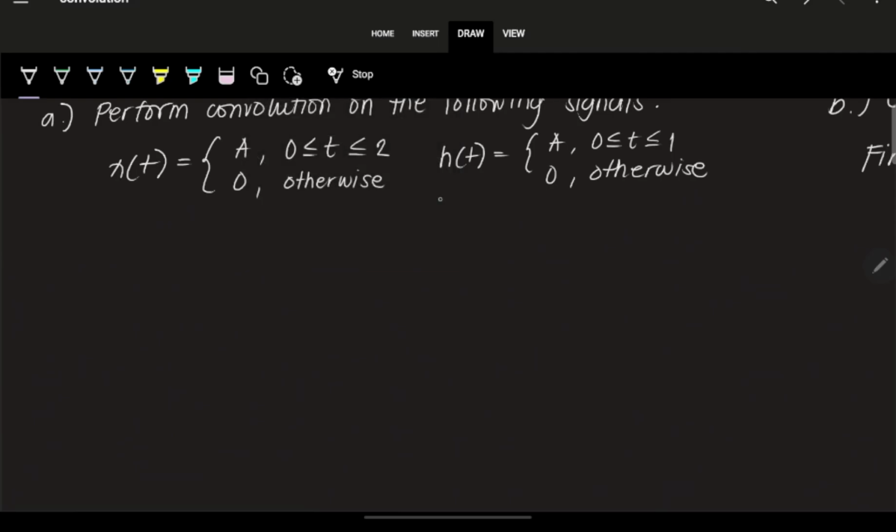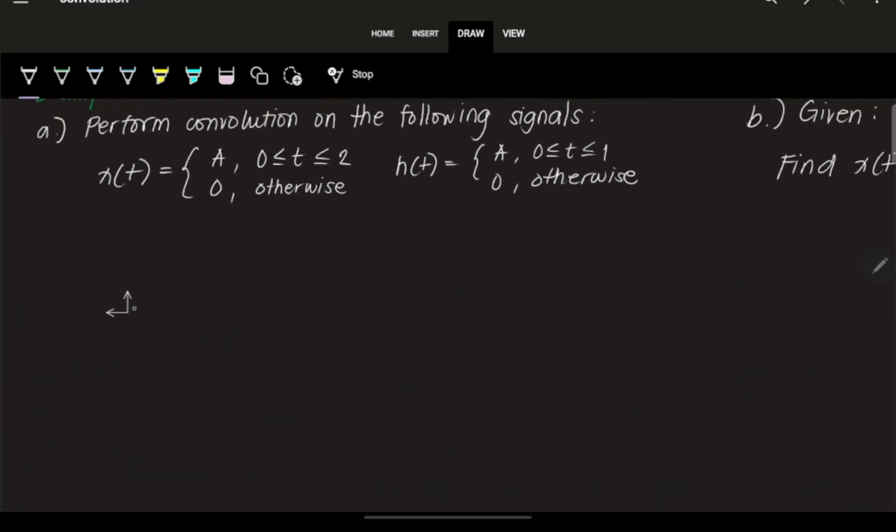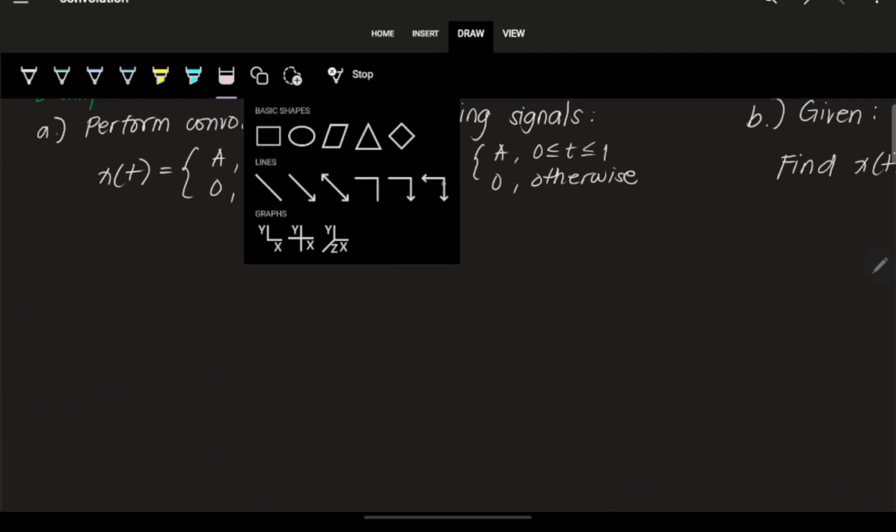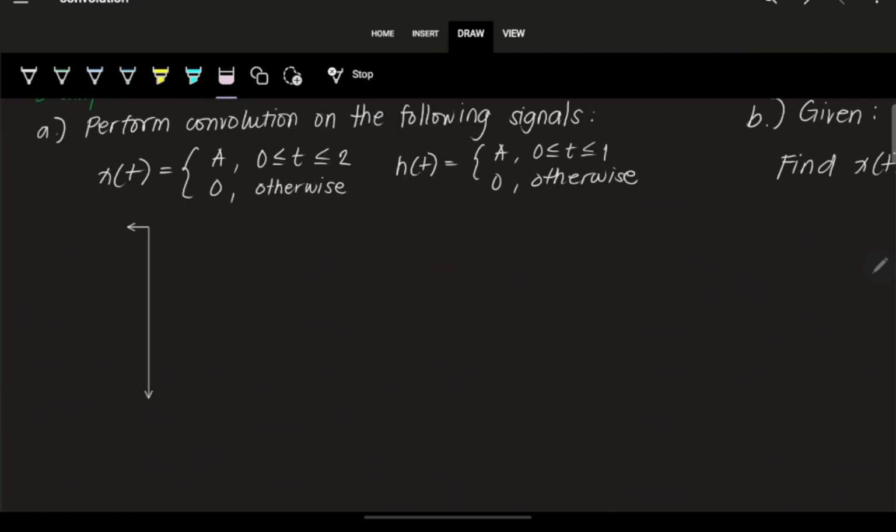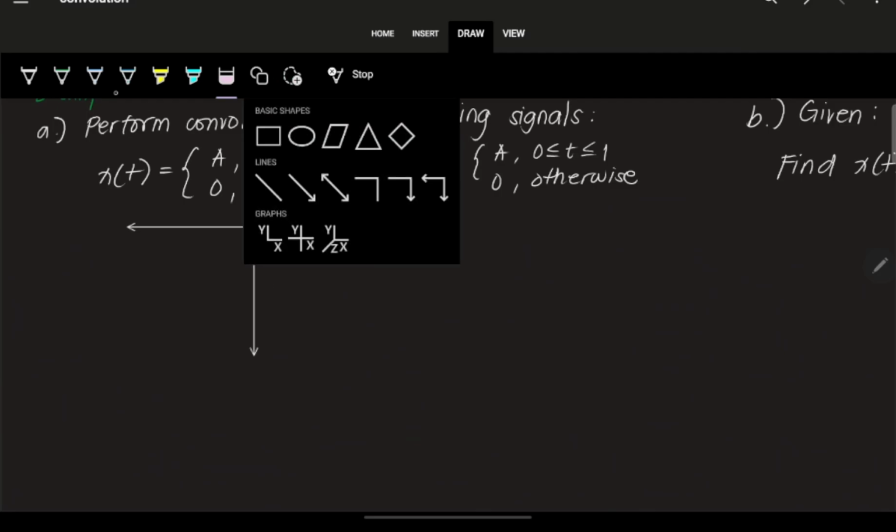Oops, wait lang. Okay, wait lang. Isin natin yung graph. Wait lang.